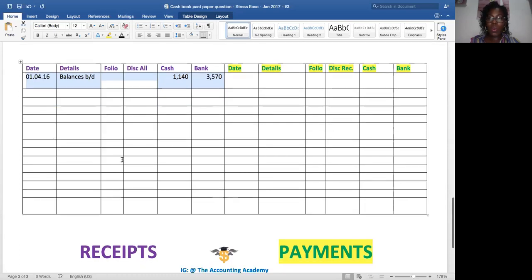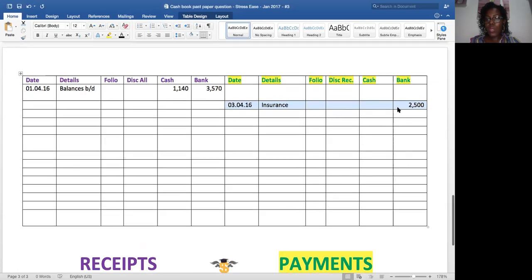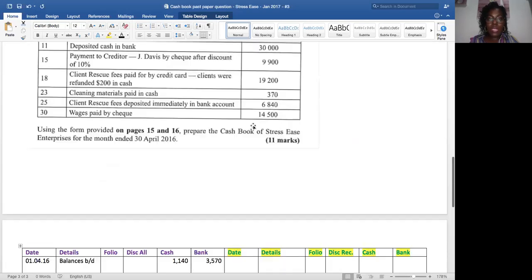All payments should be entered on your right hand side or your credit side. On the left hand side or the debit side of our cash book, we enter all receipts, which is money that we receive. So for this transaction, we paid our insurance. We're going to make an entry in our credit side of the cash book. All right. There you go. The 2,500 is under the bank balance because the money came out from the bank account.